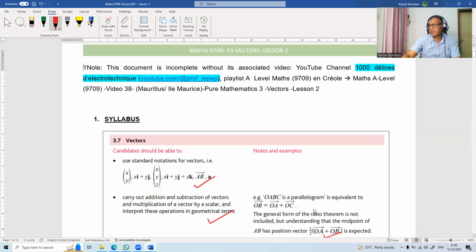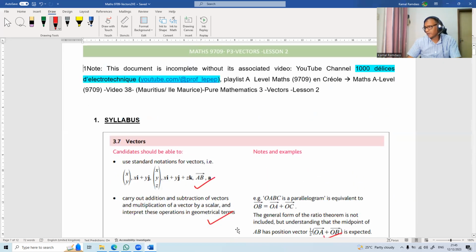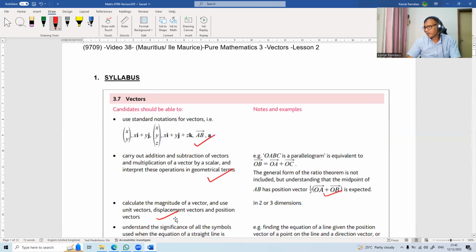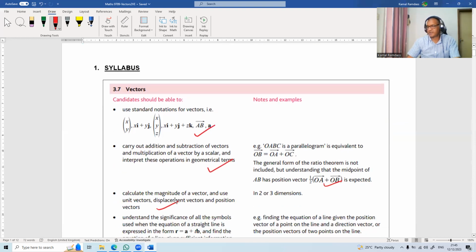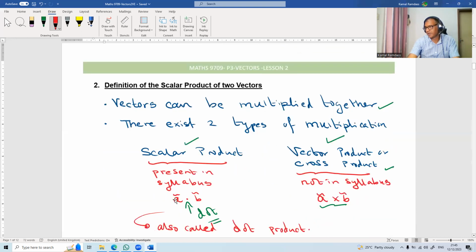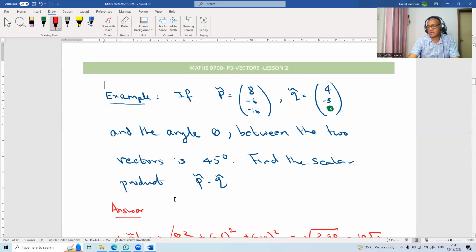We confirm that in terms of displacement vectors, pardon. Displacement vectors. The direction vector here is a displacement vector, because it is not a position vector.